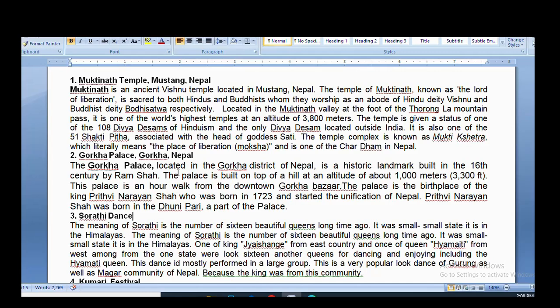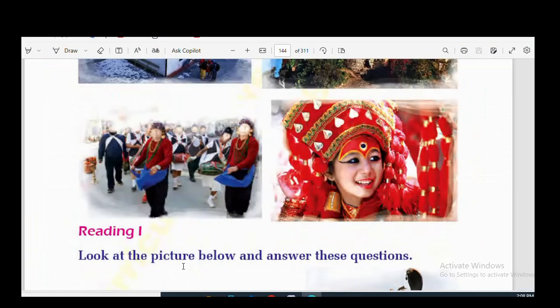One of the kings, Jaisange from East Country, and one of the queens, Himayati from West, among from the one state were looked 16 other queens for dancing and enjoying, including the Himayati queen. This dance is mostly performed in a large group. This is a very popular folk dance of Gurung as well as Magar community of Nepal, because the king was from this community.